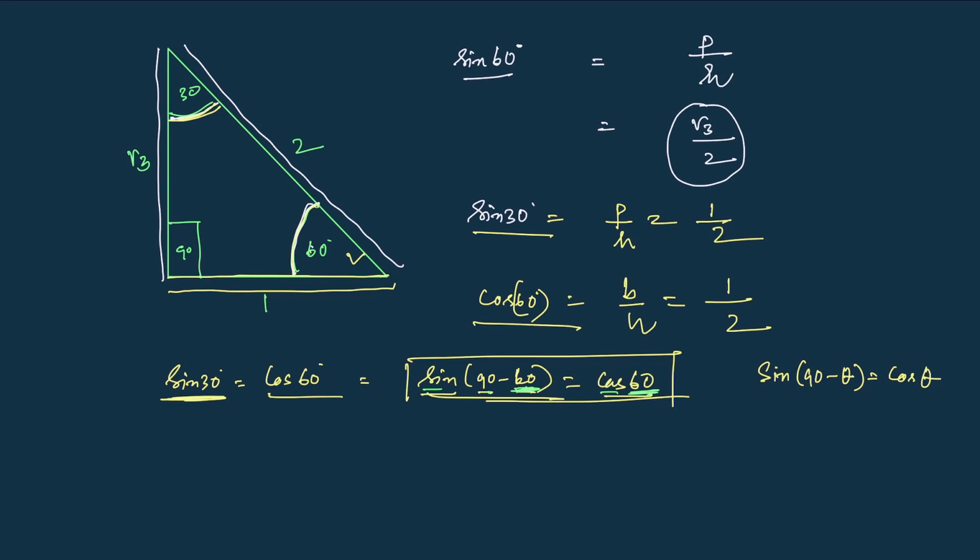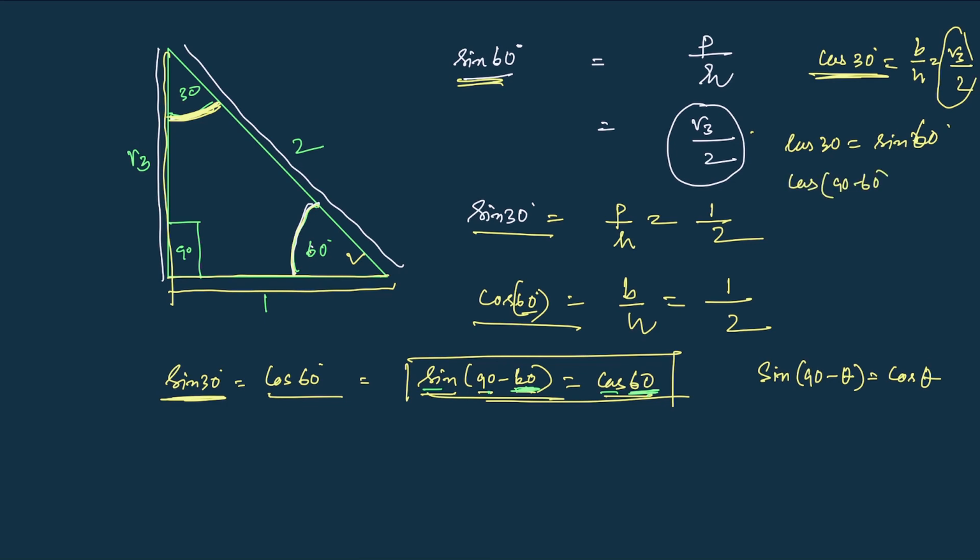Now we can go for cos 30 degree. What is cos 30 equal to? For this 30 degree, what is the base? Base is nothing but this root 3. So b by h. What is b? Root 3 by h is 2. So now you can see cos 30 is equal to sin 60, right? Cos 30 value is root 3 by 2. Our sin 60 value will be root 3 by 2. So what is cos 30? Cos 30 is equal to cos of 90 minus 60, which is equal to sin 60 degree. So we can say cos of pi by 2 minus theta will be again sin theta. Okay. Understood this one?